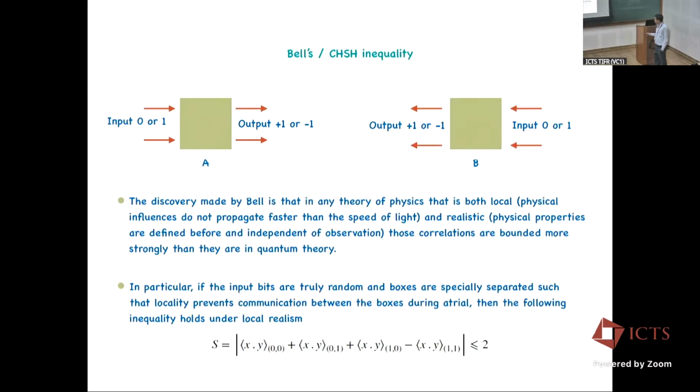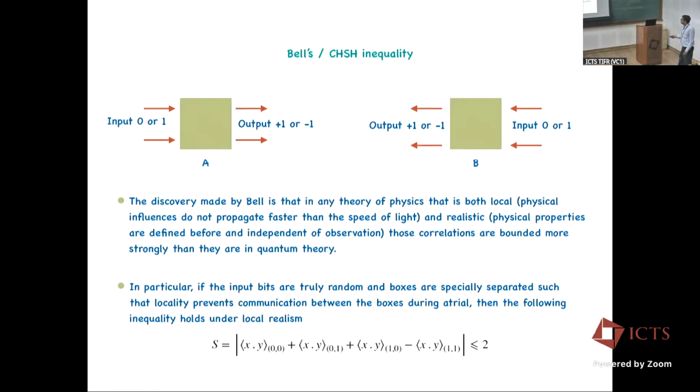This inequality says that if the boxes are space-like separated and this is happening truly randomly, then under the condition of locality and realism, this should be less than or equal to 2. So there are these two conditions: one is realism and the other is locality. Realism means that the properties of the object are already there before we measure something. And locality means that any influence can't move faster than the velocity of light. That is pretty much locality.